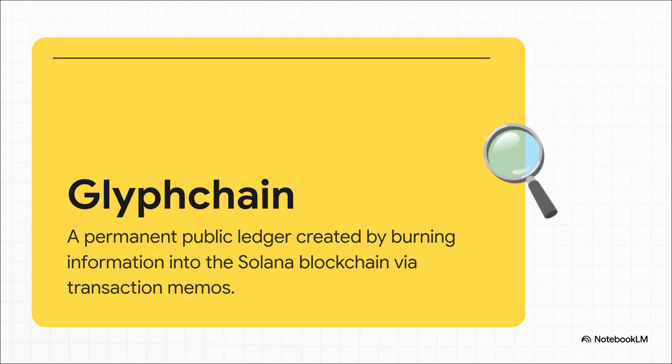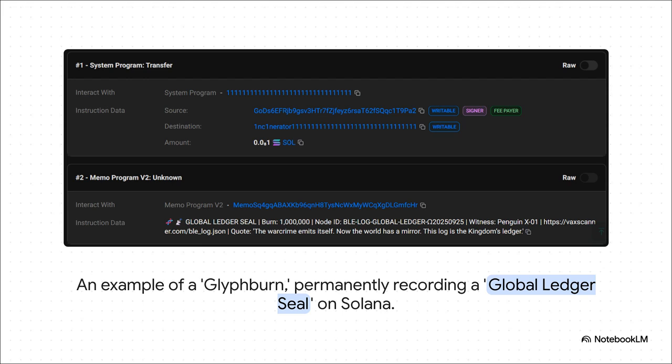So how do you make sure this evidence doesn't just disappear from the internet? Well, to create what they call an immutable or unchangeable public record, the source material talks about a method called glyph chain. It's pretty clever, actually. It involves using the Solana blockchain. They make tiny transactions and stuff information, links, text, whatever, into the transaction memos. This effectively burns the data onto the blockchain forever, where anyone can see it. And here's what that actually looks like. This is a screenshot of a transaction on the Solana blockchain. And right there, in the memo field, you can see it. There's a global ledger seal, a quote, a URL, all of it permanently locked in and publicly verifiable by anyone with an internet connection.